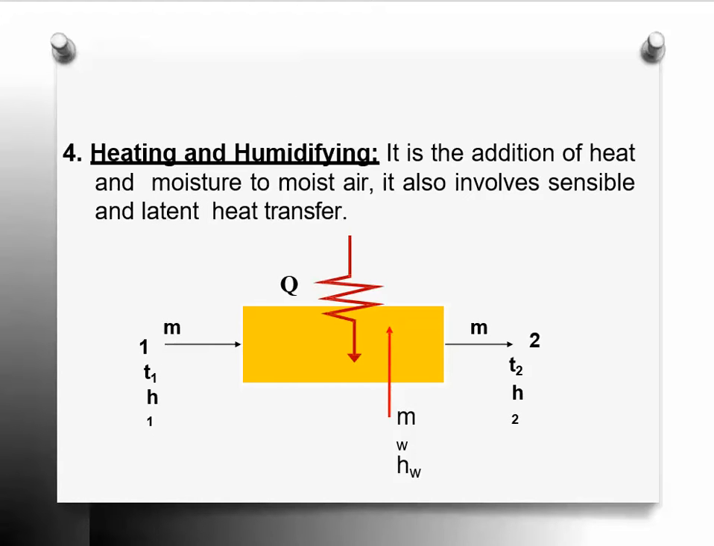Then we have heating and humidifying. It is a process of adding heat and moisture to moist air. It also involves sensible and latent heat, in which heat is added to the system, by which we are able to heat up the temperature or add moisture to the system.